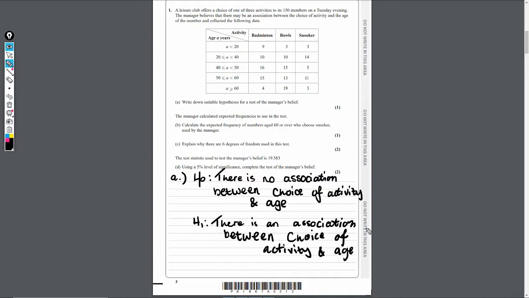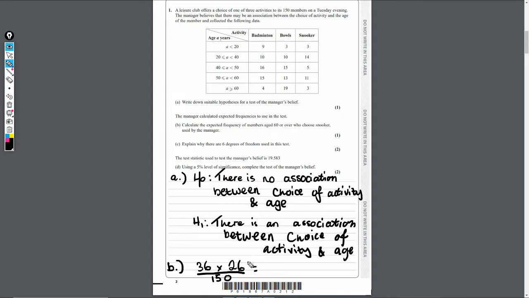Part B is dead short. We can just do this underneath. So another one marker. It wants us to calculate the expected frequency of members aged 60 or over who choose snooker. So looking in the snooker column, and it's when they are 60 or over, so this row here. To work out the expected, we're going to do the total number of people who choose snooker. If you add this column up, you'll get 36. We multiply this by the total number of people 60 or over, so 4 plus 19 is 23, plus 3 is 26. So times that by 26, and then all we do is divide it by the total number of people. They tell us that in the question, 150, so you don't even have to add them all up. So divide it by 150.